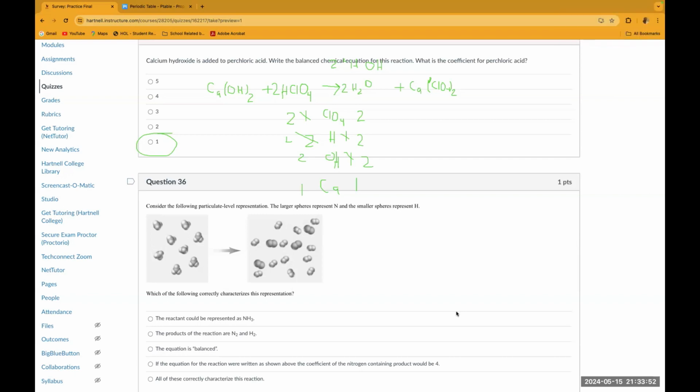That looks correct so far. I mean, it's balanced. The reactant could definitely be NH3. So if there's like two, you can't just pick one. So I think it's all of them. Okay, that is correct. The last one is correct. It's all.